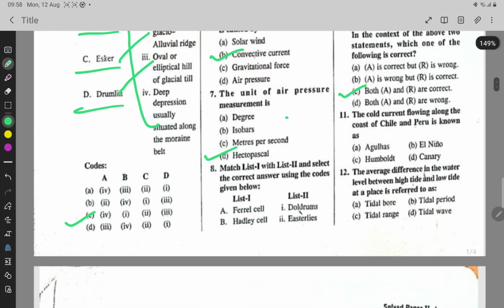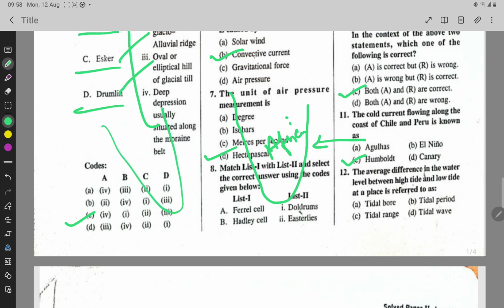11th. The cold current flowing along the coast of Chile and Peru is Humboldt current. Agulhas current is the current at the eastern margins of the African continent. Africa. And this is South America, so here is Humboldt current. Here we have Falkland current.